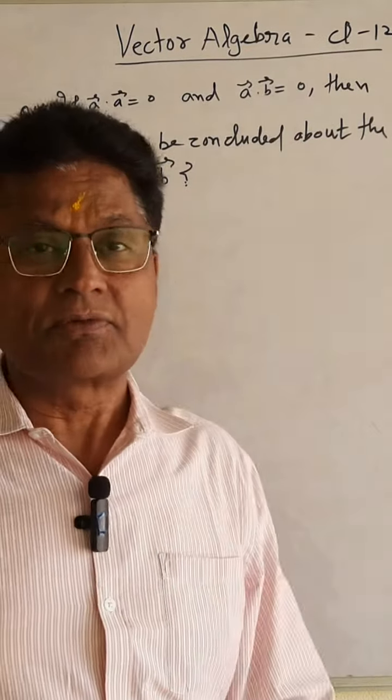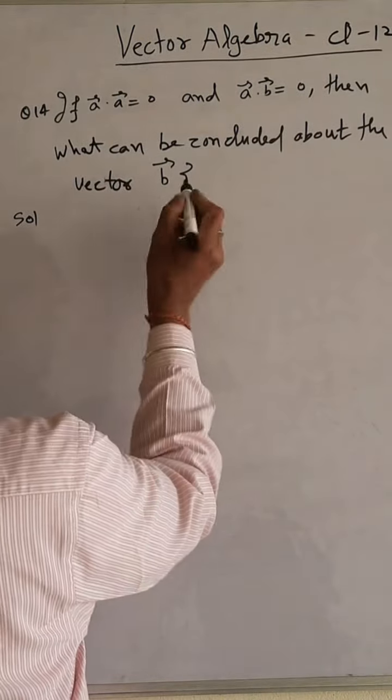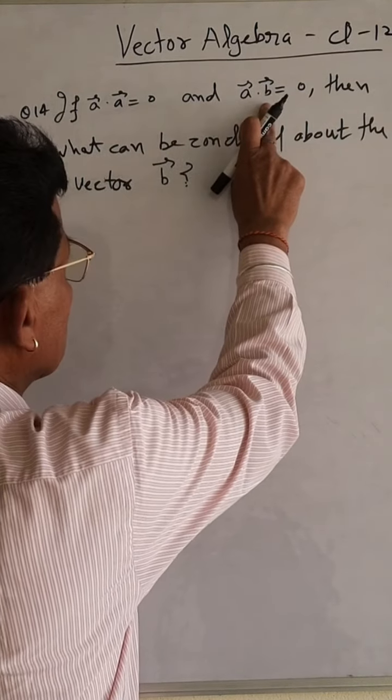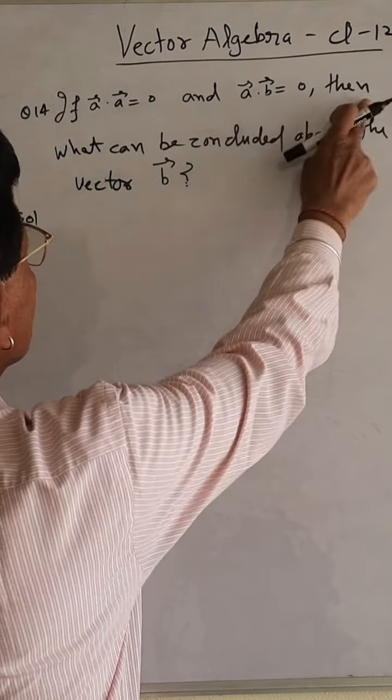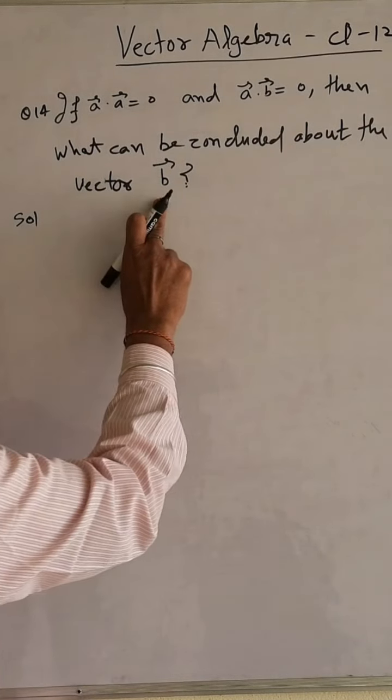Important question, that is question number 14, which is very important, generally asked in the examination, that is the technical question. But the thing is that if the dot product of two vectors is equal to 0, then what can be concluded about the vector B? What will be about B vector?